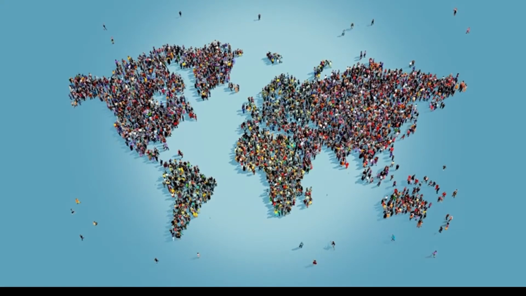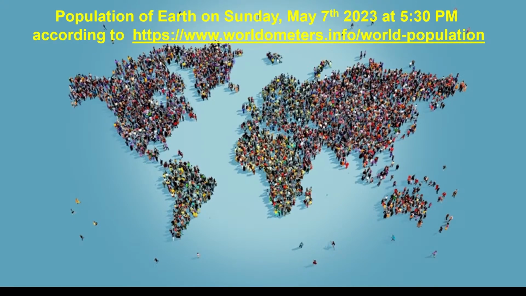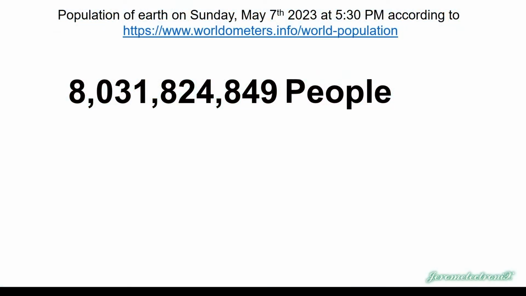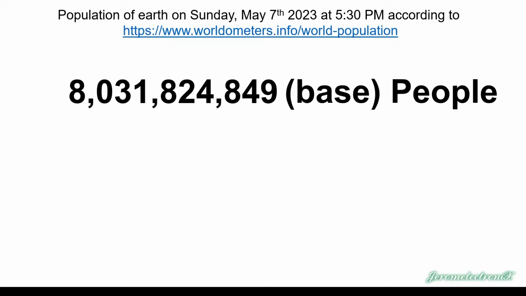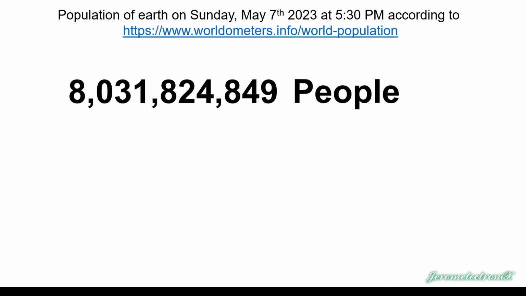All right, let's go for another big number. How about the population of the Earth? The population of the Earth on Sunday, May 7th, 2023 at 5:30 p.m., according to this website, was over 8 billion people. We can convert this really big number. It happens to be what we call a base number. We can abbreviate base as just B, but generally we don't use anything at all because it's the number system you've been using since kindergarten. But there's that many people.